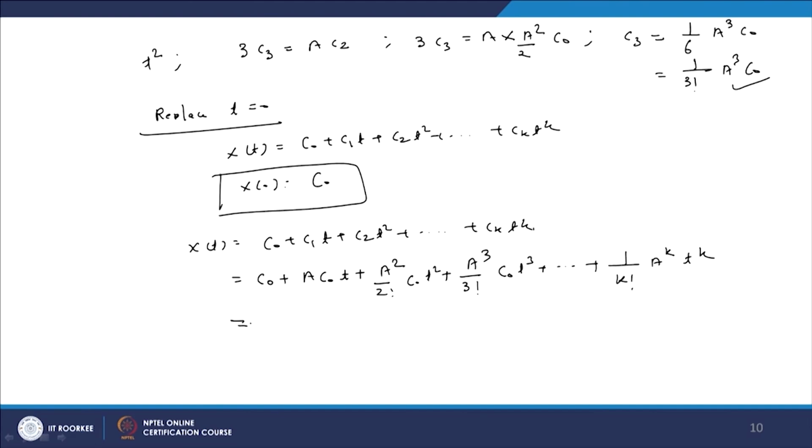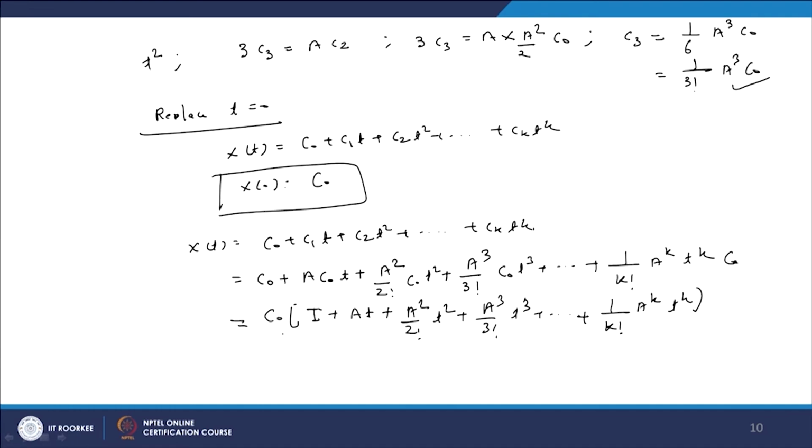Now, we will find that in all these cases, the term C0 is common. So, we will take C0. So, we can write down I plus A into T, A square factorial 2 into T square, A cube factorial 3 into T cube, plus 1 by factorial k A raised to k into T k. So, now we have got this one.